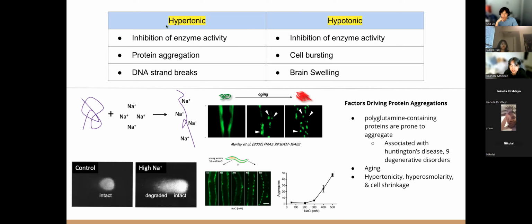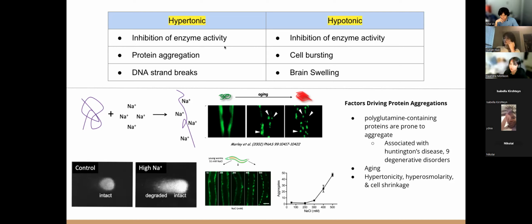So now I'm going to be moving on to hypertonic, the problems that may be associated with hypertonic. Similar to the hypotonic solution, it's going to result in the inhibition of enzyme activity, right? So why is this the case? Well, in hypertonic solutions, you're exposing these cells to really high concentrations of inorganic ions. And what these inorganic ions do is that they'll actually end up disrupting all these non-covalent interactions, like these hydrogen bonds, these hydrophobic interactions that allow this protein to fold into a proper conformation.